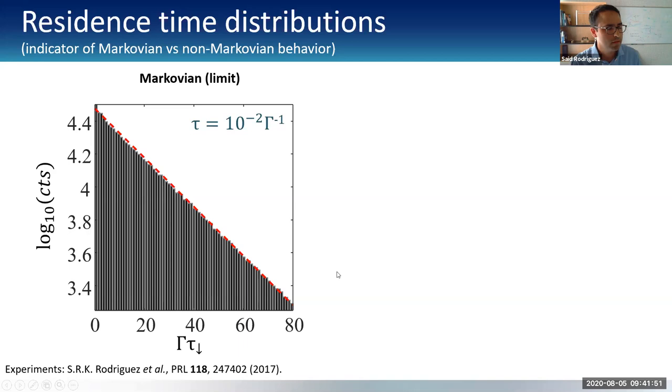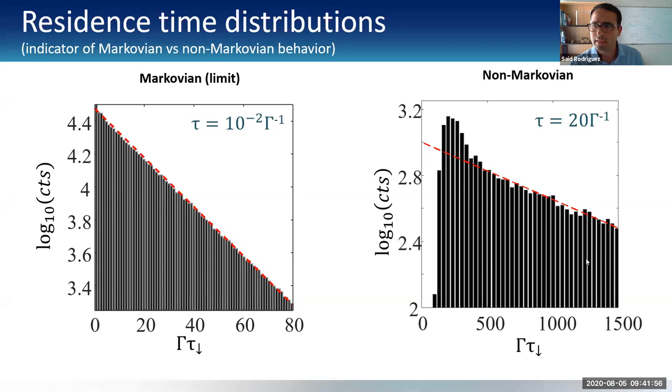Now, you can also increase the memory time. And when the memory time is much greater than the inverse dissipation rate, what you find is that the distribution is no longer exponential. This distribution actually becomes peaked, and the short events, which are these ones, become suppressed. And I think the suppression of this one is kind of intuitive to understand based on the fact that you have a slow nonlinearity.